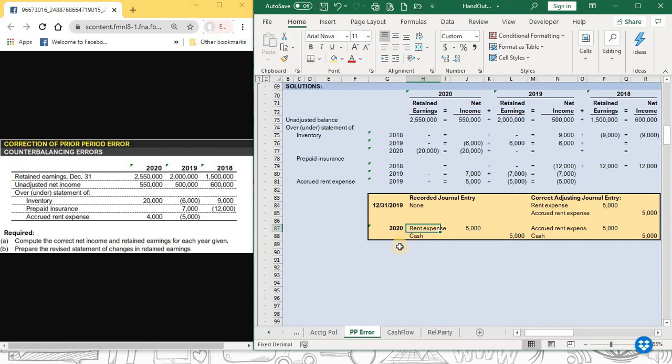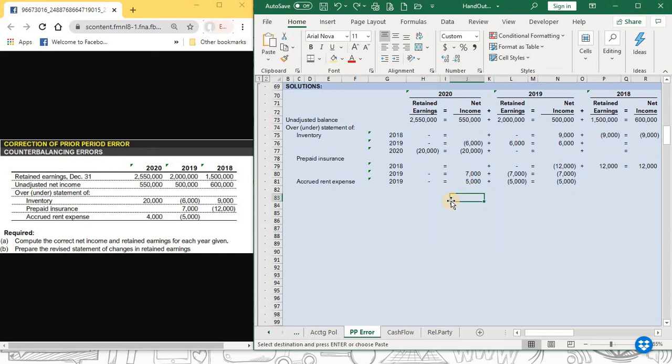So if the rent expense should have been recorded in 2019 and the entity recorded the expense in 2020, that is why the expense in 2020 is overstated and the net income is understated. And in order to correct the understatement of the net income, we need to add 5,000 pesos by reducing the rent expense.